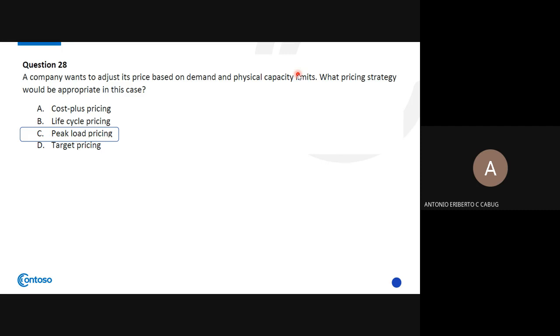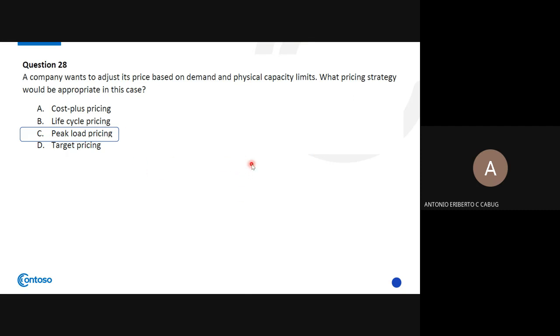Pero pagdating ng mga slack season ng airlines, kunyari, sabihin na natin September, October, wala masyadong demand for flights. Tama? Ang ginagawa nila, nagpapapromo sila ng ticket. They adjust the price based on the demand. The higher the demand, they can demand higher prices. And physical capacity limits, we call this pricing strategy peak load pricing.